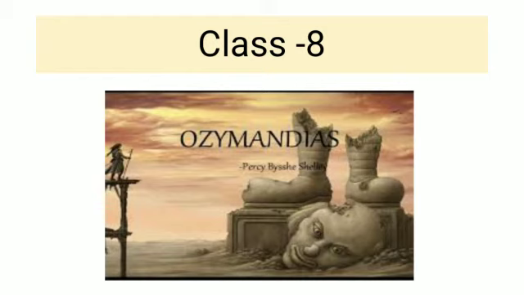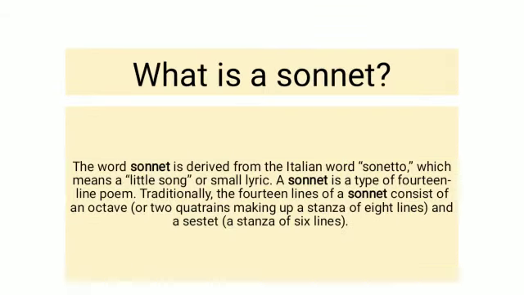Okay, beta, in today's class, we will discuss the poem Ozymandias, written by the poet Percy B. Shelley. Beta, this poem, Ozymandias, is basically a sonnet. Now let's see what a sonnet is. The word sonnet is derived from the Italian word sonetto, which means a little song or a small lyric. So this word sonnet is actually an Italian word.